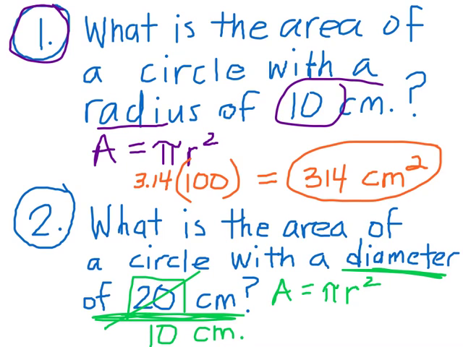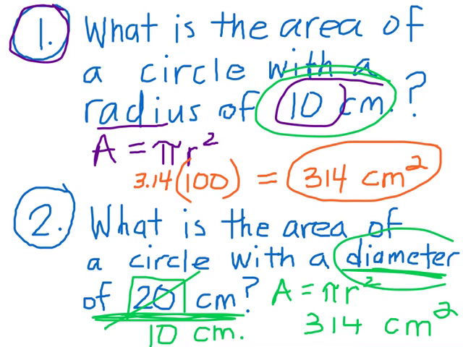Oh, wait a second. That will be the same question as this one then. So with a radius of 10, 10 squared times pi is going to be the same answer of 314 square centimeters. So having a diameter of 20 is the same thing as having a radius of 10.